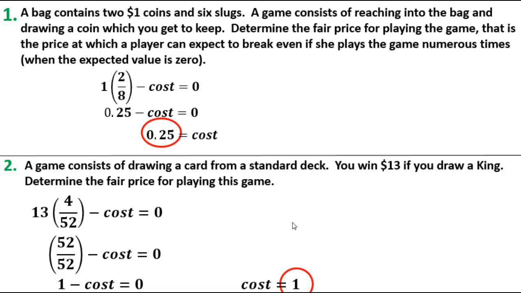The cost for number 2 should have been $1 is what you should have charged. You win $13 if you draw a king. There are a total of 4 kings. So the expected payout would be 13, only if you get a king though. So it means our cost would be $1. $1 would be the fair price we should charge for that game.